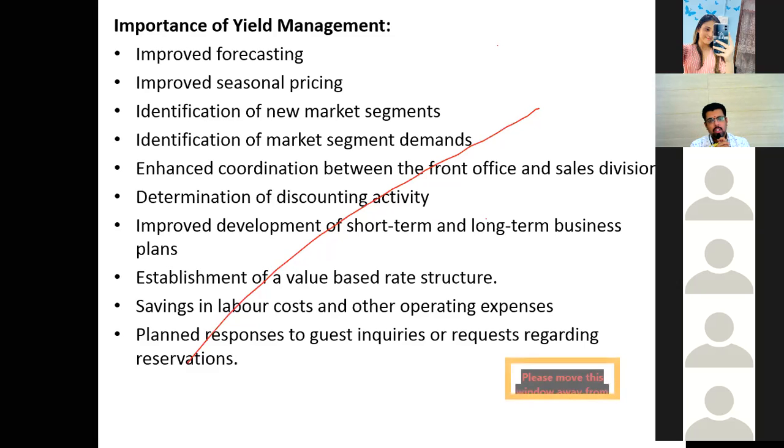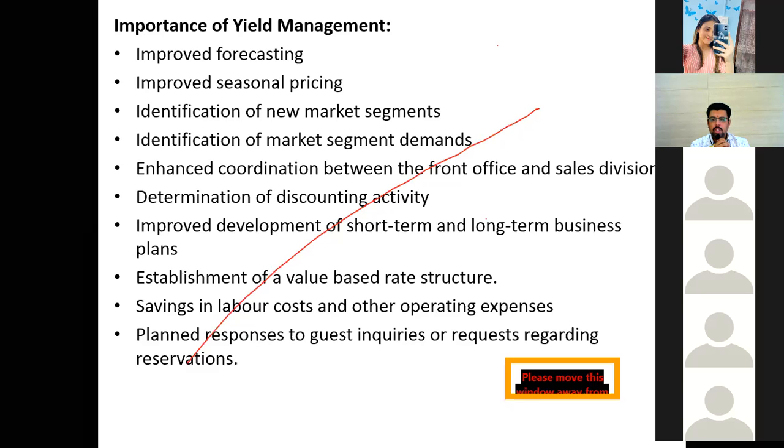Identifying new market segments. You already have certain segments with respect to your organization. Then how are you going to identify the new market segments, and what are their needs? You need to identify that. Identification of market segment demands: is there any demand for your product in these new market segments or not? You need to analyze that. Then enhanced coordination between the front office and sales division. To give good services to the end user, you need to maintain a good relationship between the front office, the sales division and service also.